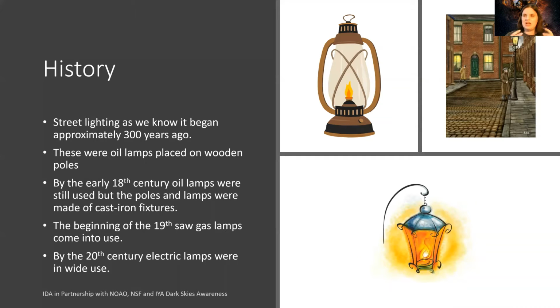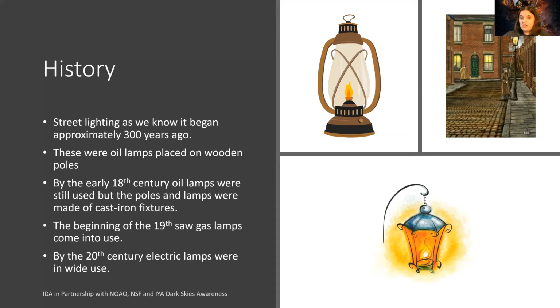It wasn't until the 18th century, because of problems with potential fires caused by these old oil lamps and things of that nature, that they went from oil lamps on wooden poles to oil lamps on cast iron fixtures, which made it much more structurally sound to be able to light lamps. And in the 19th century, they started using natural gas, kind of like what we use today. But it wasn't until the 20th century, with the invention of electricity and the light bulb, that we started to get electric lamps and the wide use of them.